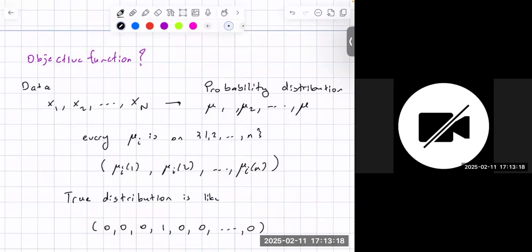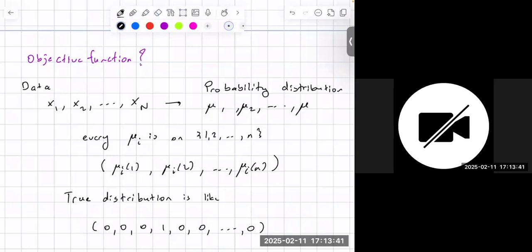Now, the truth, though, just looks like this. In the truth, I know the first data point is in the fourth category. So the true label is going to be 0001 here for sure, and there is no other probability at all, okay? So now I'm talking about making something like this close to something like that, okay?